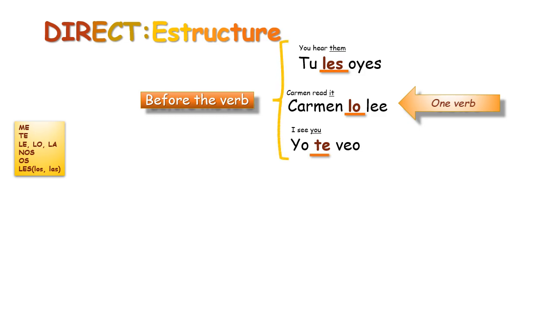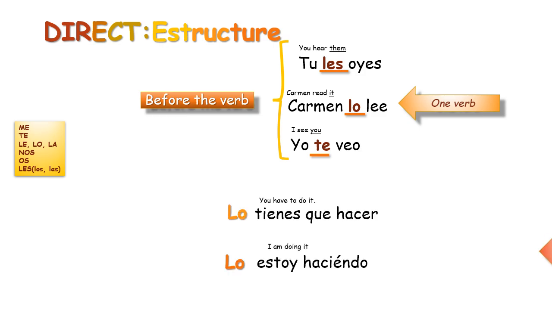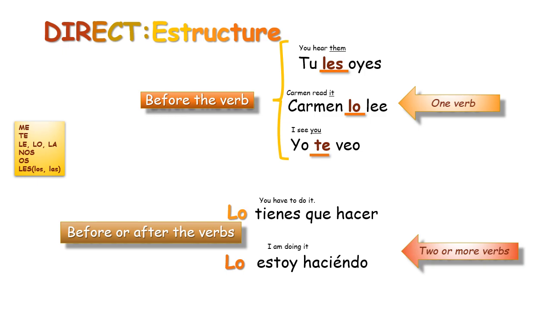Weird, I know. And if there are two verbs, like with reflexives, you can put it either before the first verb or attached to the infinitive after the two verbs. For example, if we want to say you have to do it, you can say lo tienes que hacer o tienes que hacerlo. And I am doing it. Lo estoy haciendo o estoy haciéndolo. It's okay.